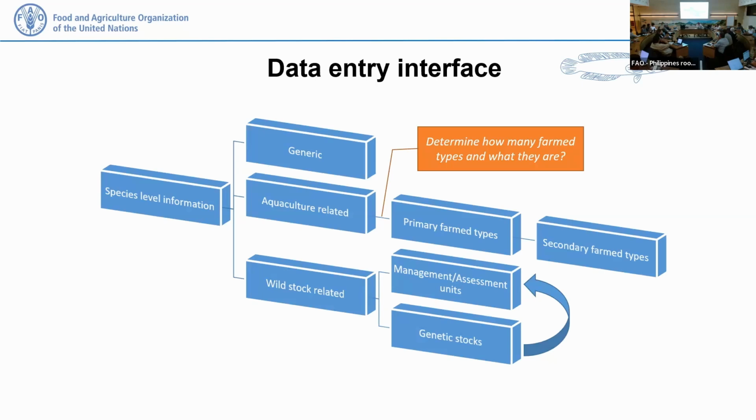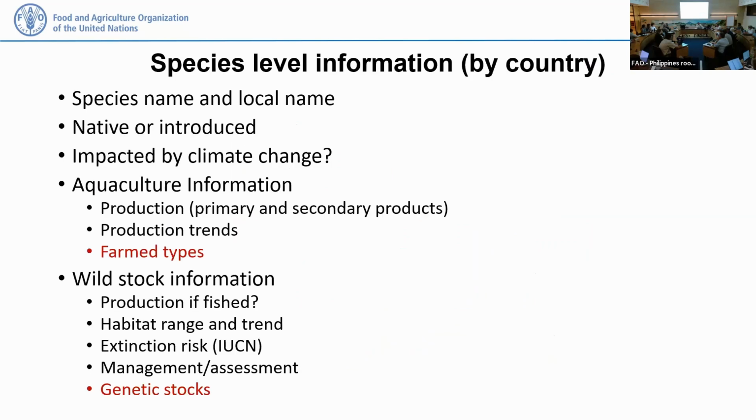And then we have secondary farm types, which is added value technologies such as hybridization, triploidy, monosex, and things like that. And then for our wild stock information, there are 2 key things. The most important thing is classification as a genetic stock, but we also look at the management units and how those genetic stocks are managed. And so there's another critical expert input required here to identify which are the genetic stocks that meet the definition of a genetic stock, which I will provide in a minute.